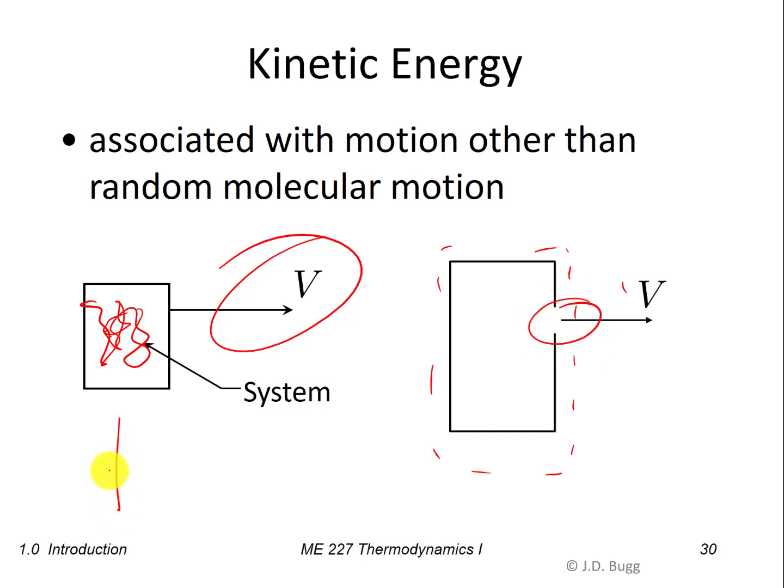So this is a closed system example of kinetic energy where the entire system is given some velocity. And this is an example of open system kinetic energy where, in this case, an exit to our control volume has some appreciable velocity.